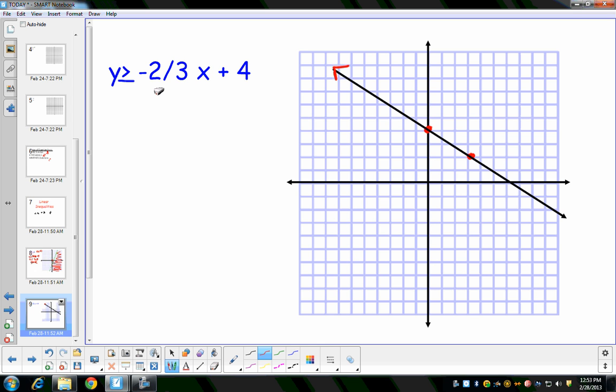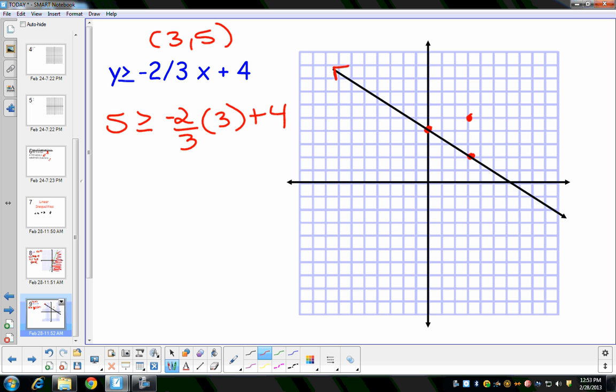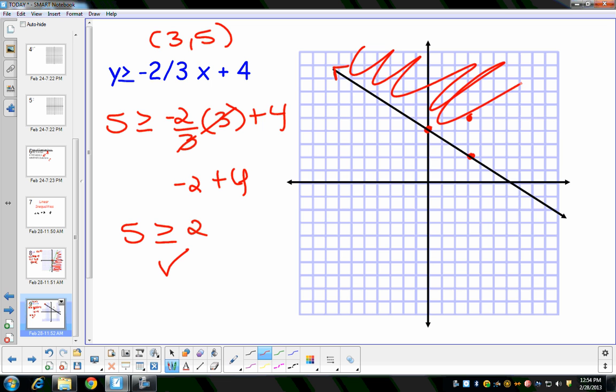So I'm going to pick a point, let's pick 3, 5, just to check. So 3, 5 is the point we're going to check. So we've got 5 is greater than or equal to negative 2/3 of 3 plus 4. Well, negative 2/3 of 3 is negative 2, plus 4 is 2. Is 5 greater than or equal to 2? Yes. So because that worked, we shade everything up above.